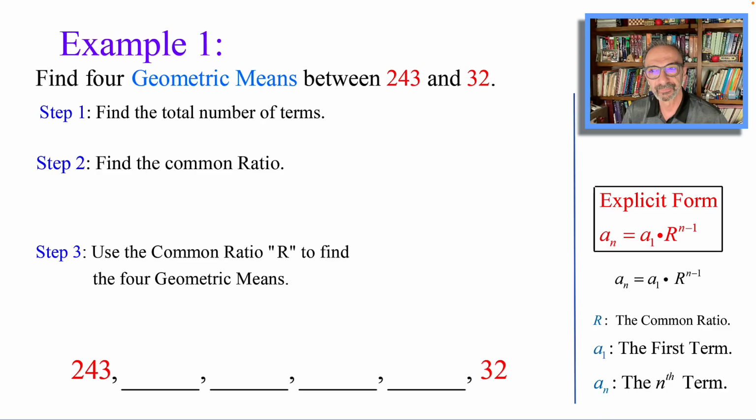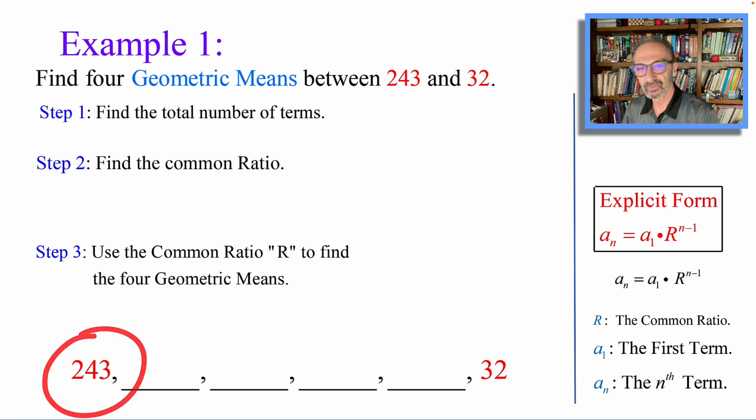Let's get started. Example number 1. Find 4 geometric means between 243 and 32. And I have the following steps, 3 steps with some formulas on the side. R is the common ratio, A1 is the first term, and so on.